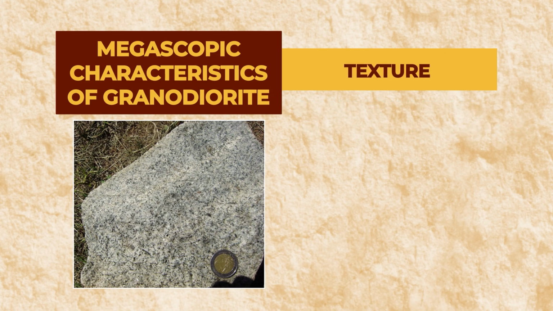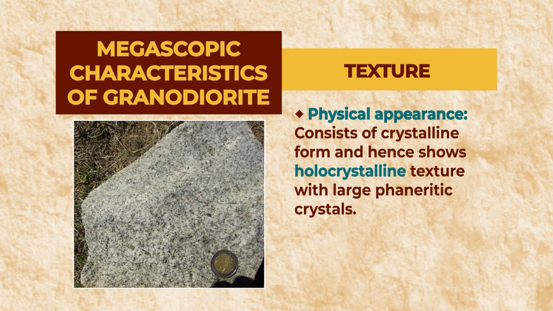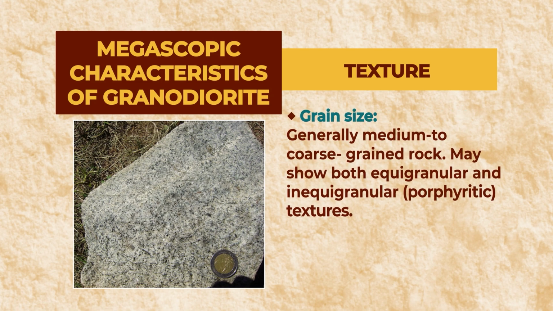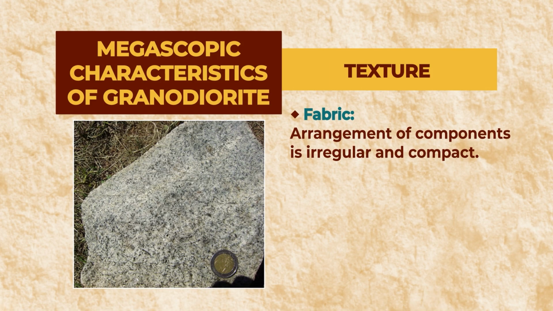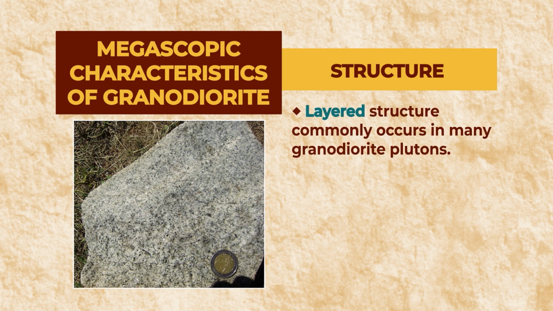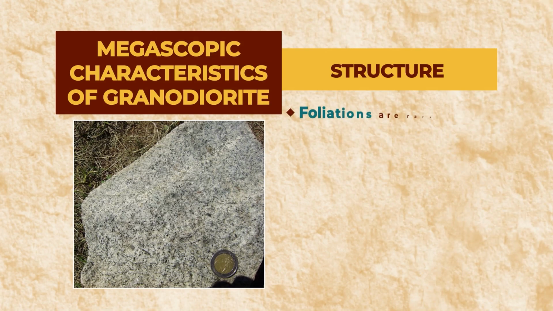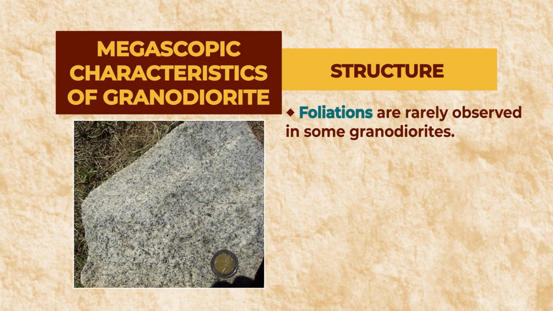If we talk of the texture of granodiorite, it consists of crystalline form and hence shows a holocrystalline texture with large phaneritic crystals. Grain size-wise, they are medium to coarse-grained rock and can show both equigranular and inequigranular porphyritic textures. Porphyritic texture is where you have a bigger size crystal embedded in a finer grain matrix. Arrangement is irregular and compact. Usually, granodiorite shows layered structures in plutons, and foliations are rarely observed in some of the granodiorites.